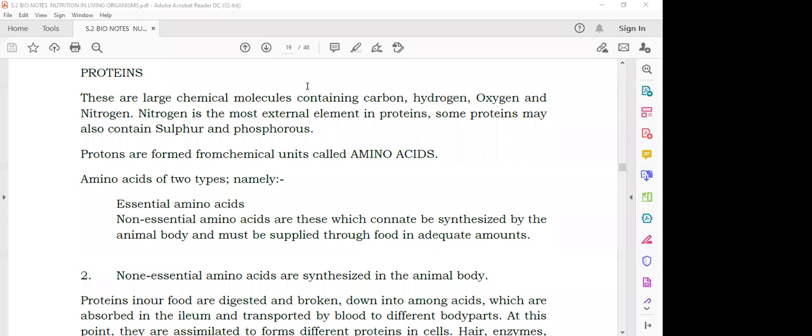Now, proteins: nitrogen is the most essential element in proteins, and some proteins may also contain sulfur and phosphorus. In that statement, the word is "external". This word here should be removed. That word should be "essential", not "external". Okay.